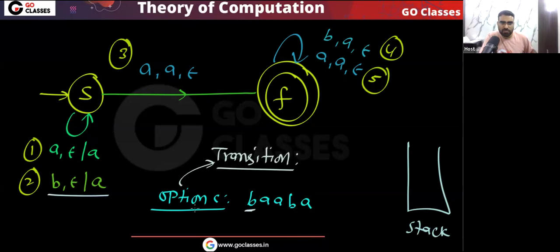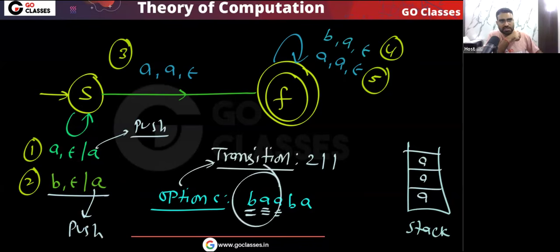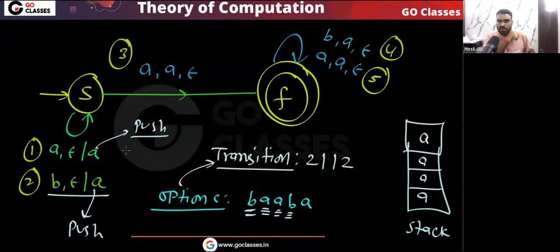Notice one thing. For this B I will push, so you can see I will push this A. For this B I will take transition 2. Then for this A I will take transition 1, and for this A transition 1. So you can see I am pushing. For these symbols B A A, I am taking 2 1 1, and then for this B I can take 2. So you can see this A will be pushed.